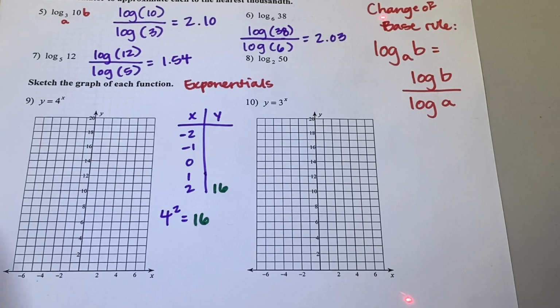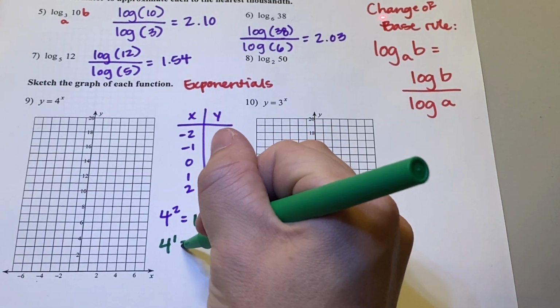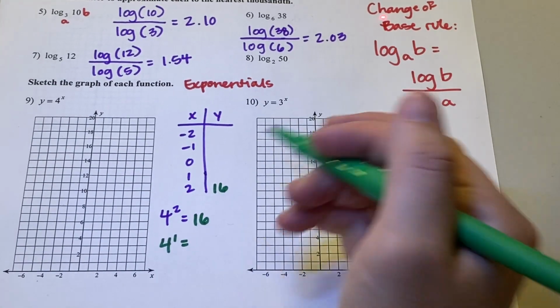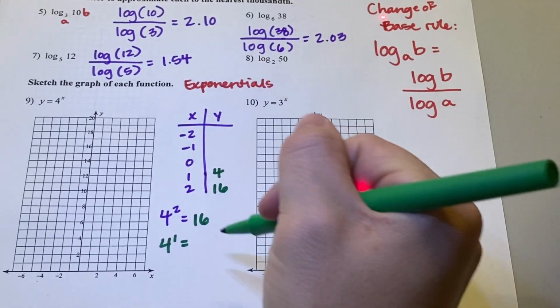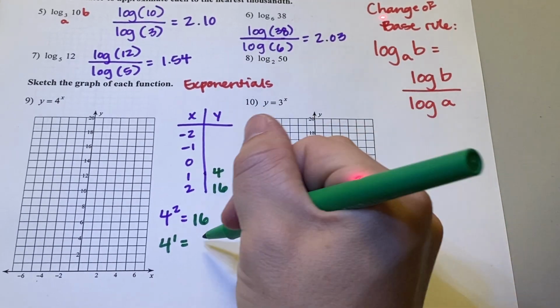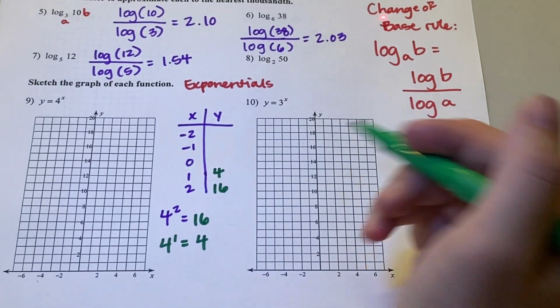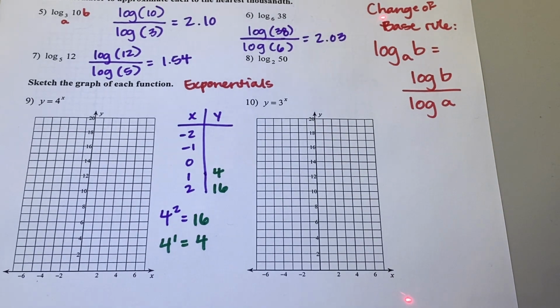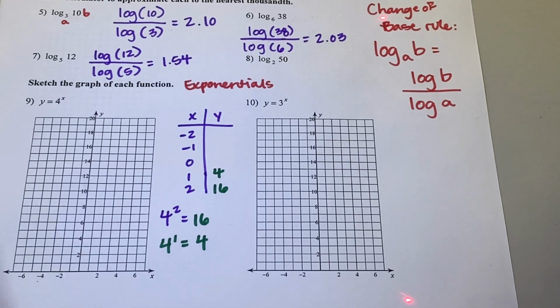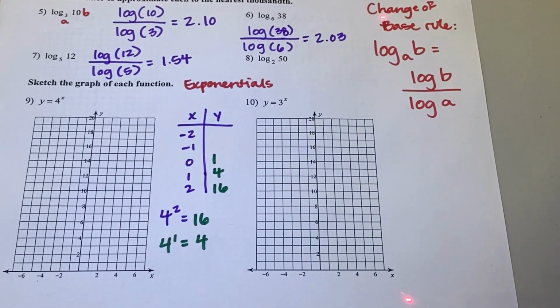What about 4 to the first power? That's just 4. So when I plugged in 1, I got 4. This guy's easy. What is anything to the 0 power? 1. It's 1. When I plugged in a 0, I got 1. Anything to the 0 power is 1.